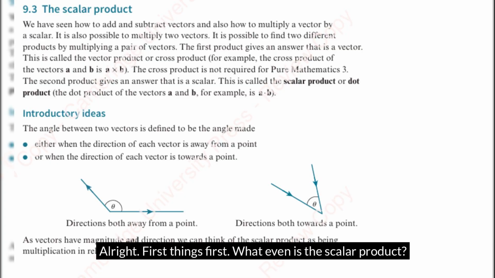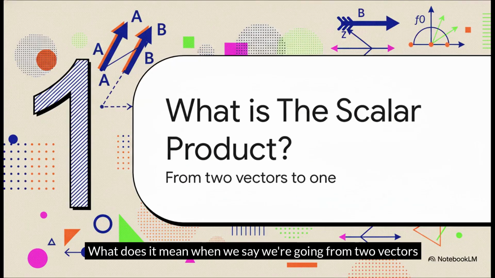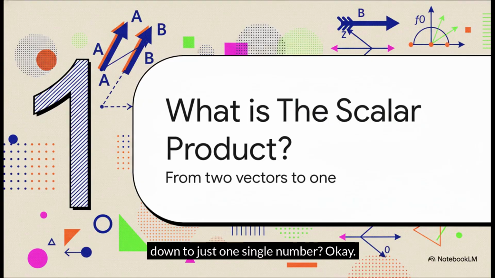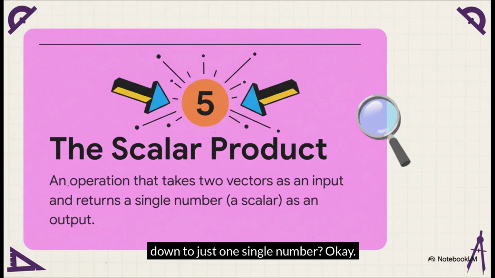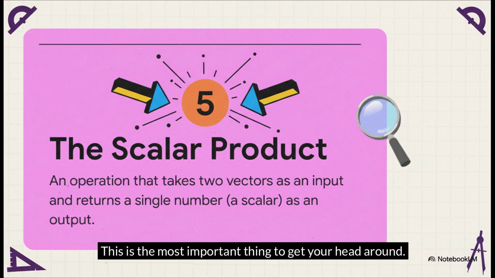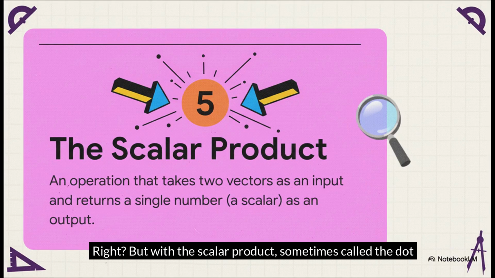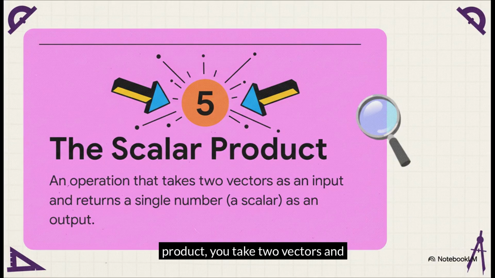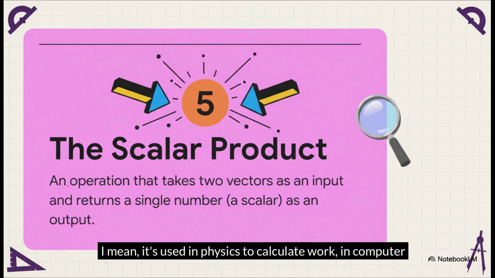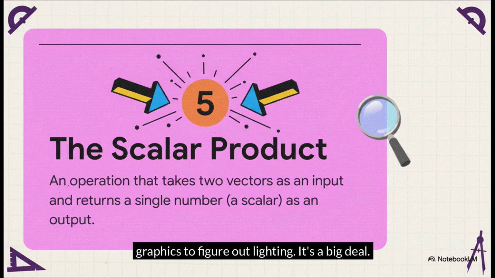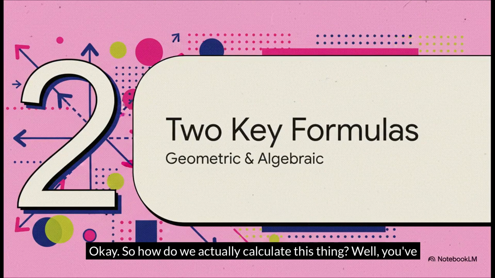What even is the scalar product? What does it mean when we say we're going from two vectors down to just one single number? Okay, this is the most important thing to get your head around. When you add two vectors, you get another vector, right? But with the scalar product, sometimes called the dot product, you take two vectors and you get a single number, a scalar. And that one number is super useful. I mean, it's used in physics to calculate work, in computer graphics to figure out lighting. It's a big deal.